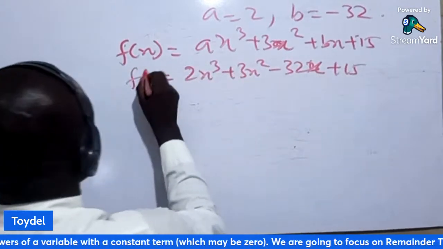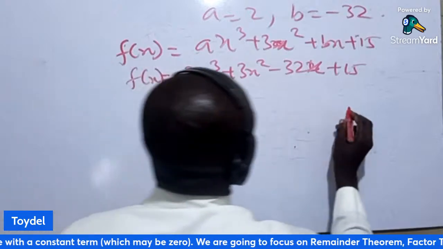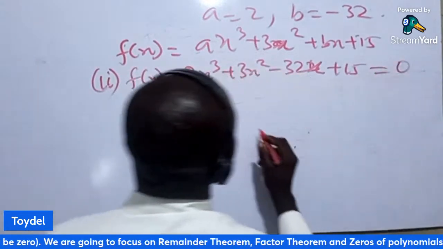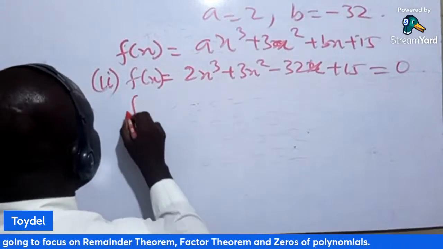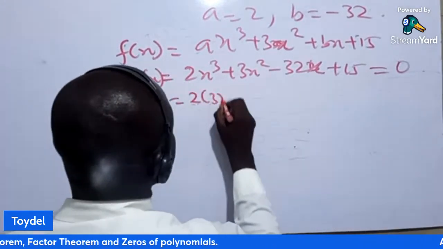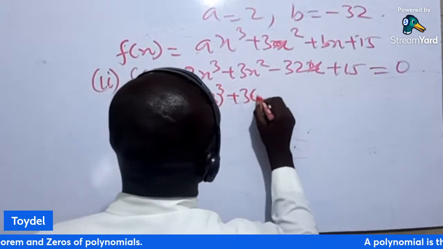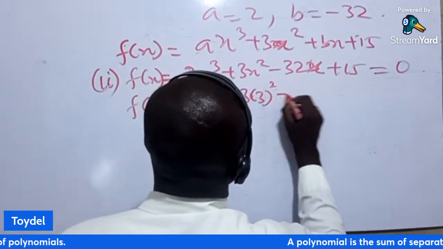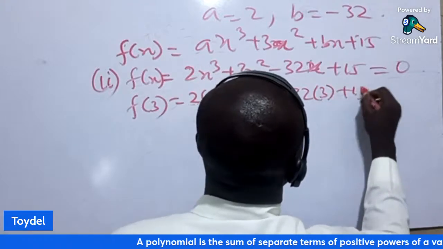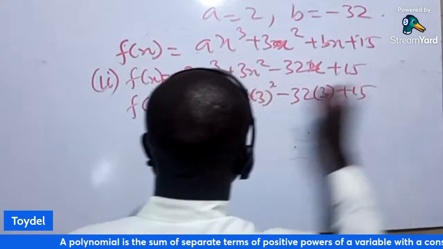So this is f of x. This is f of x that we ought to have. Then how do we now find the zeros of this f of x? That will be equal to 0. In this case now, let's try f of 3. When x is equal to 3, are we going to get 0? This is 2 into bracket 3 cubed plus 3 into bracket 3 raised to power 2 minus 32 into bracket 3 plus 15. Are we going to get 0? That's what we want to check.